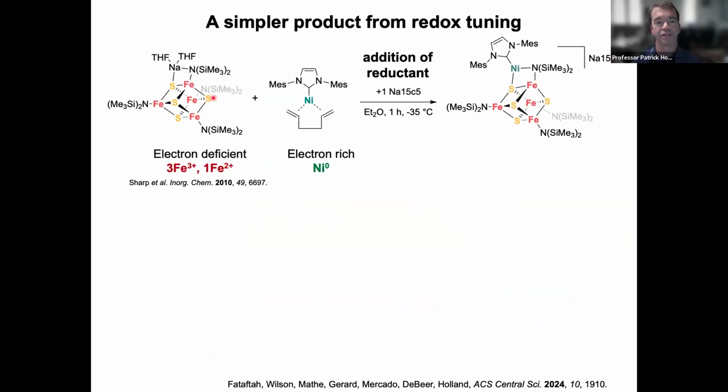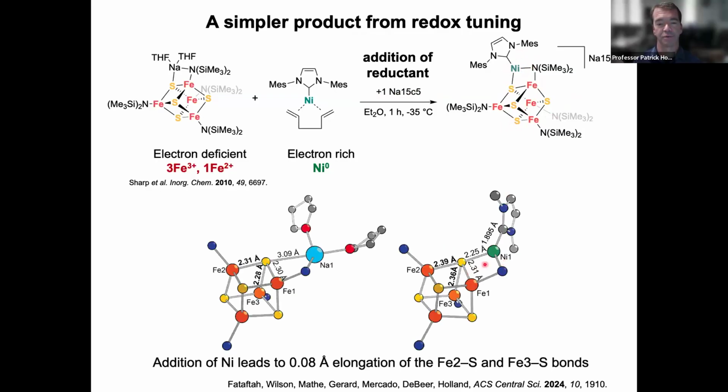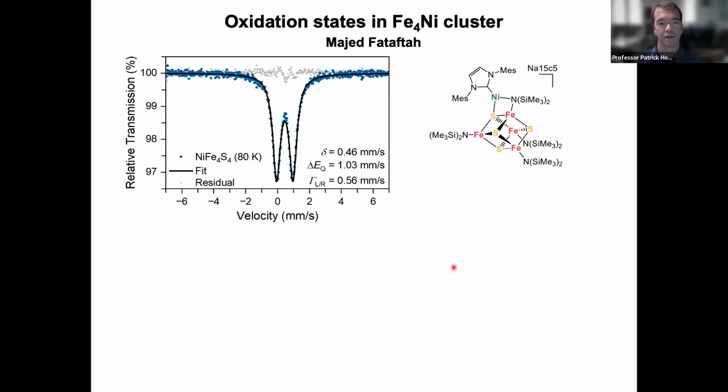Magid also tried doing this same kind of reaction with a reducing agent at the same time and isolated a different cluster. This one has the iron sulfur cubane still intact, and the nickel is on the outside. Here's a picture of the structure of that.